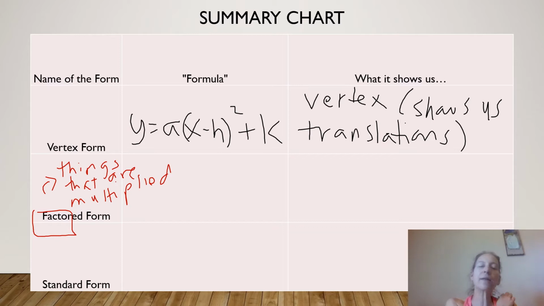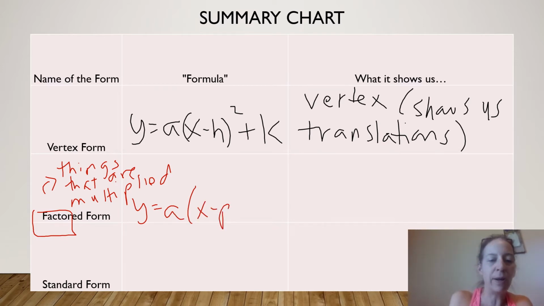So when you're looking at something in factored form, what you're looking at is a form in which you have several things multiplied together. If it's a quadratic, it will probably be 2 or 3 things that are multiplied together. If it's what's called a higher order polynomial, then you might have more than 2 or 3 things multiplied together. So here's the form. Once again, you might have that a value out front, and then something like x minus p and x minus q.